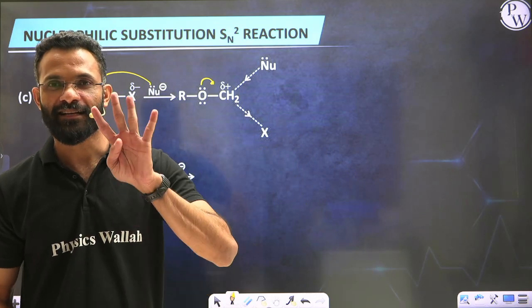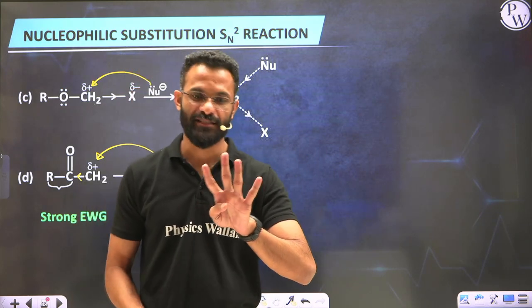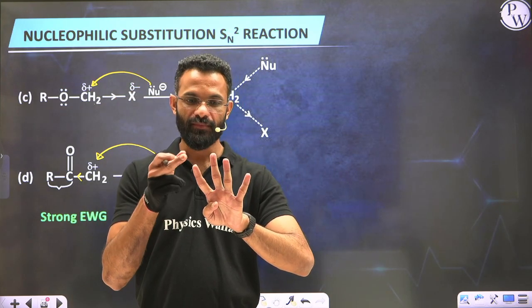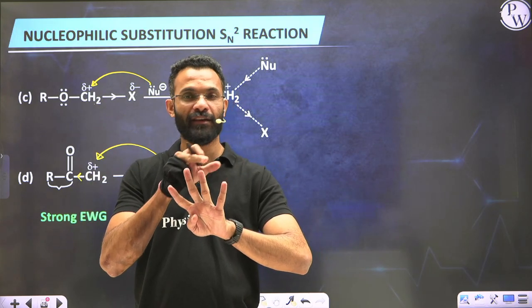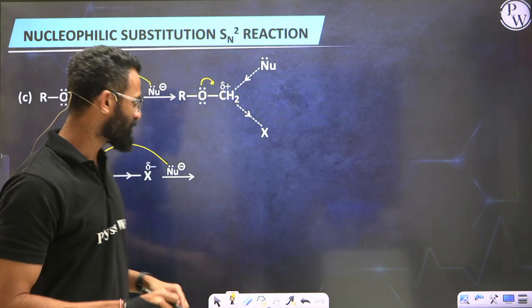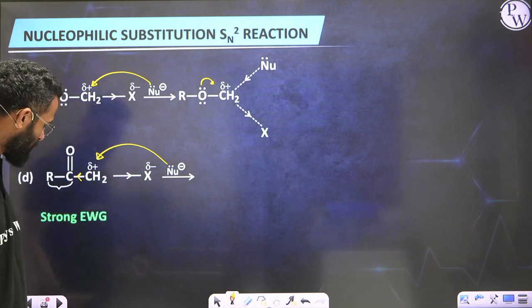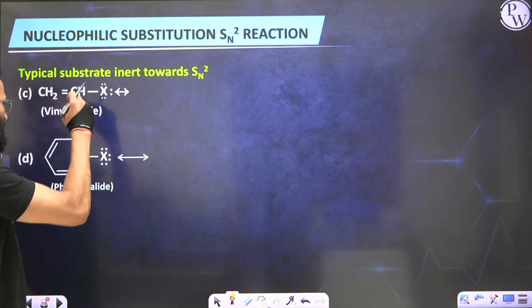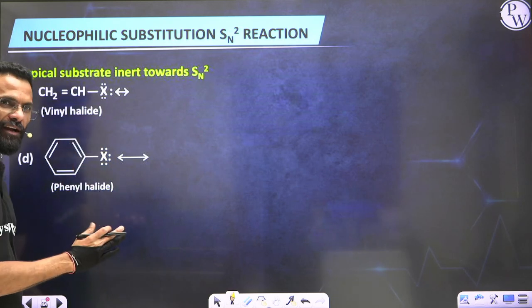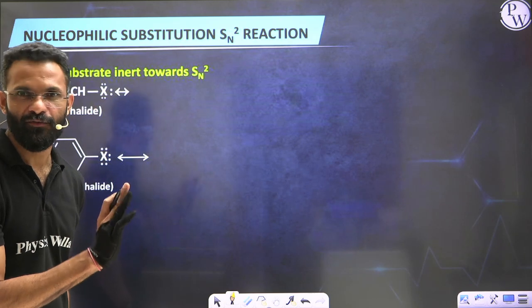So guys, other than alkyl halide, these are 4 substrates which are more reactive towards SN2: allyl halide, benzyl halide, alkoxy group at the carbon carrying the leaving group, and the fourth one is carbonyl carbon at the carbon carrying the leaving group. And now finally, the substrates which are non-reactive towards SN2 are vinyl halide and phenyl halide. Also, a bridgehead carbon of a bicyclic compound carrying a leaving group will also be inert.